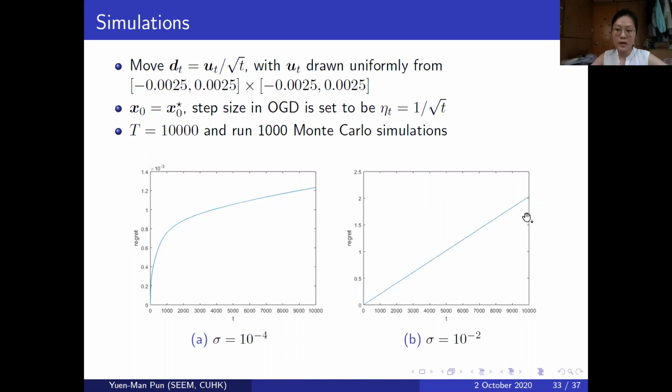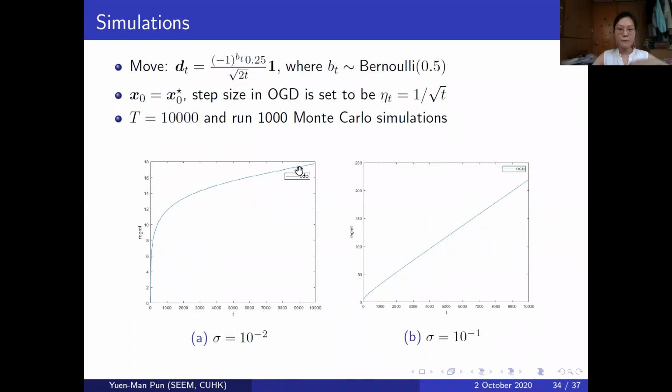Another example is what I just mentioned. How about when we set the path variation to be large and the noise power also large? Then maybe it doesn't satisfy our assumption for the local strong convexity.